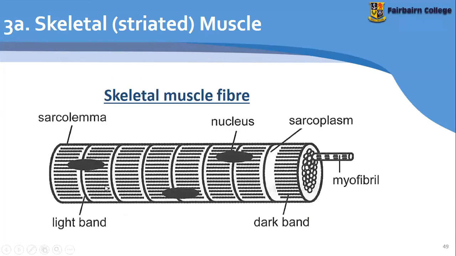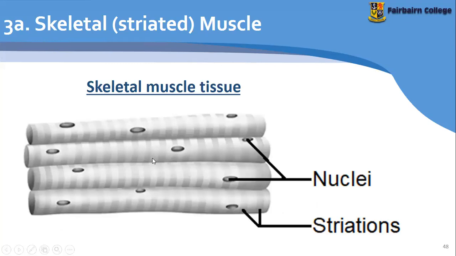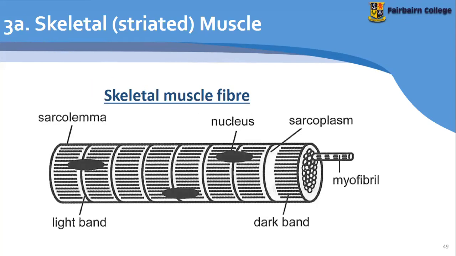If we were to take one of those fibers and zoom in a bit more on it, this is how that would look. So you need to know this diagram as well. There's a bit more detail in this one, but if you look at the previous one, it is basically just one of these fibers isolated and zoomed in a bit. Here once again, we see the multiple nuclei. We also see the striped effect, with the dark band and the light band in between.